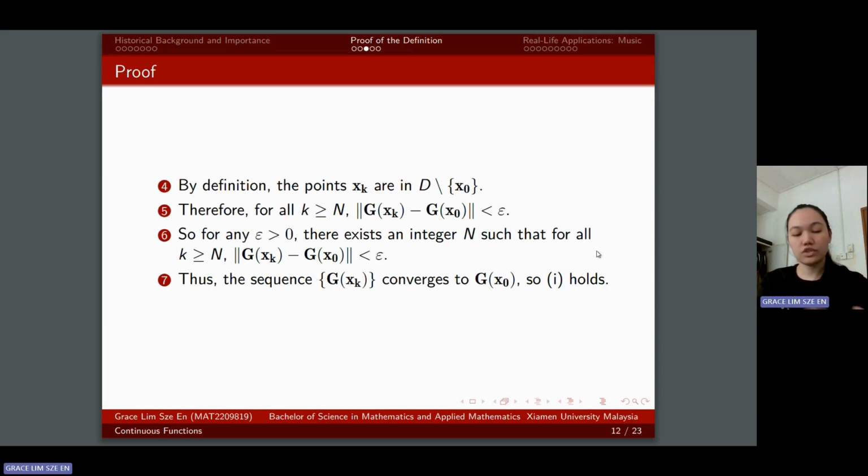Because the values of g(x_k) get arbitrarily close to g(x naught) after a certain point in the sequence. Therefore, it's saying that the original statement, the first statement, is true, and it proves that the function g is continuous at x naught.